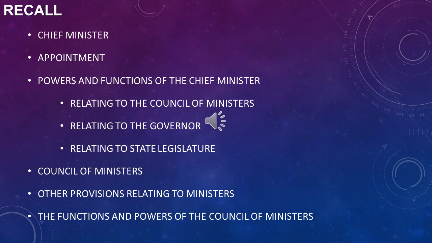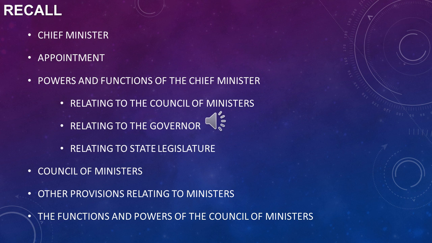Just recall what we discussed in our previous class. We discussed about the chief minister. So in the scheme of parliamentary system of government, the governor is the nominal executive, while chief minister is the real executive. Then who appoints the chief minister? The chief minister is appointed by the governor of the state. Then who is appointed as the chief minister? The person who has the majority support in the legislative assembly will be the chief minister.